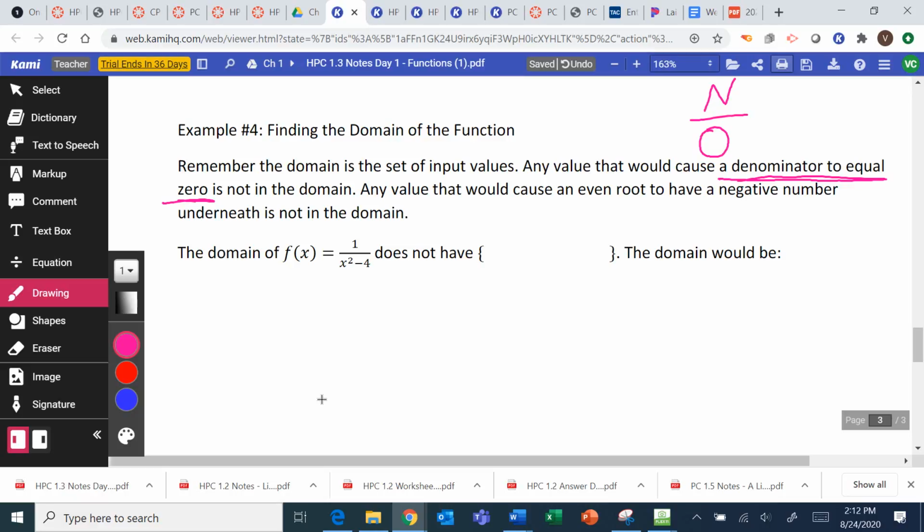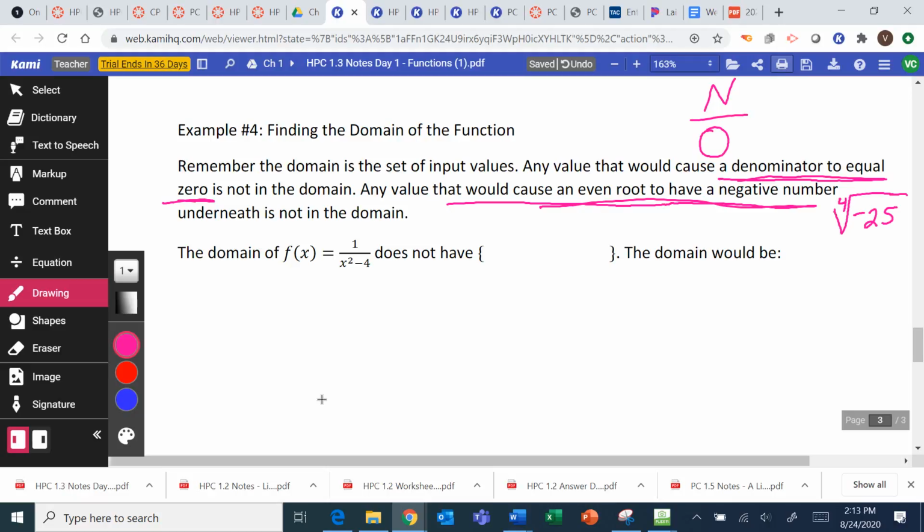Other things about the domain is any value that would cause an even root to have a negative number underneath that radical. So if I had the 4th root of negative 25, that could not be in the domain because that would be an imaginary number. Okay, so any number that would cause underneath the even root to be negative. So those would be exceptions to your domain.